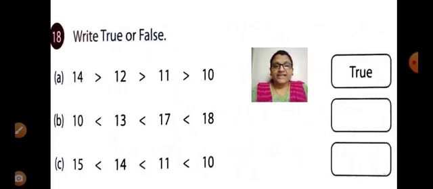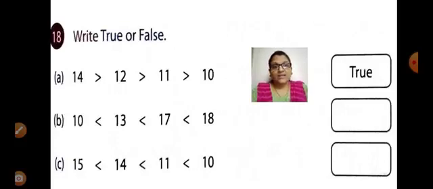Question number 18. Write true or false. Children, here few numbers with less than or more than sign are given. We have to see the correct order of the numbers, signs in between them, and then we have to write whether they are true or false. First question is already given. Let us see example B.